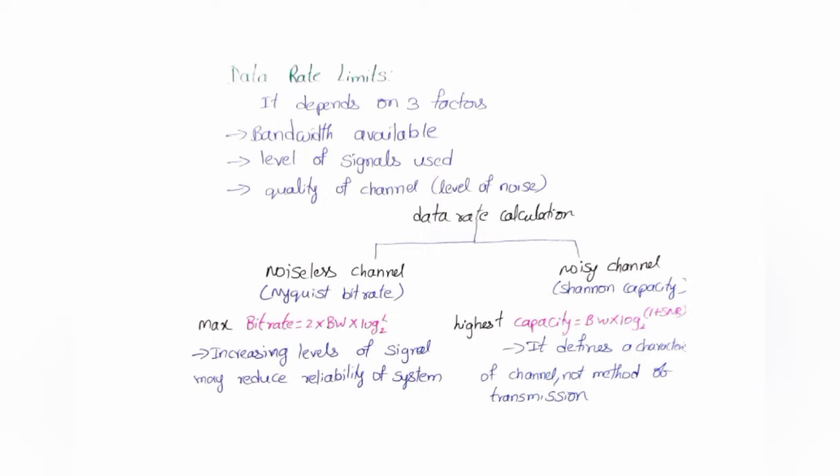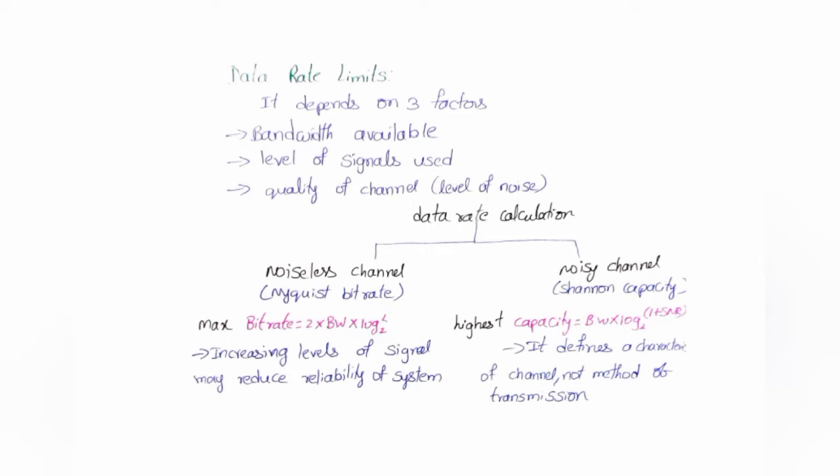Similarly here, the data rate limits depend on three factors: the bandwidth available, the level of signals used, and the quality of the channel, that is the level of noise. We can transmit digital signals with a number of levels, that is 2 levels, 3 levels, 4 levels. If the levels are increasing, that means we are transmitting more data, right?